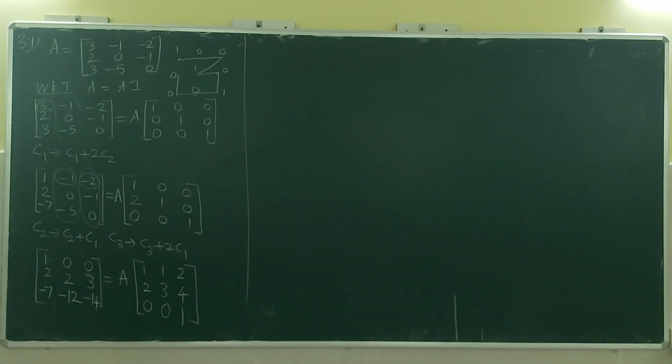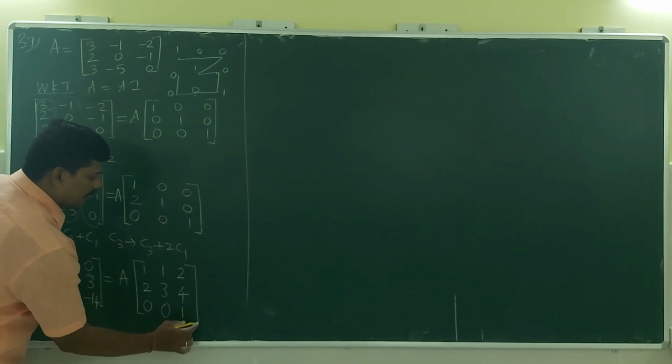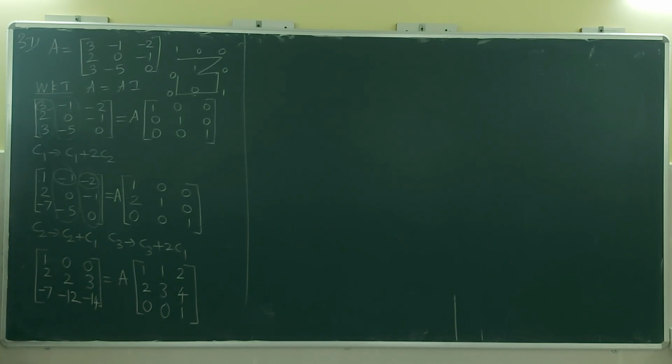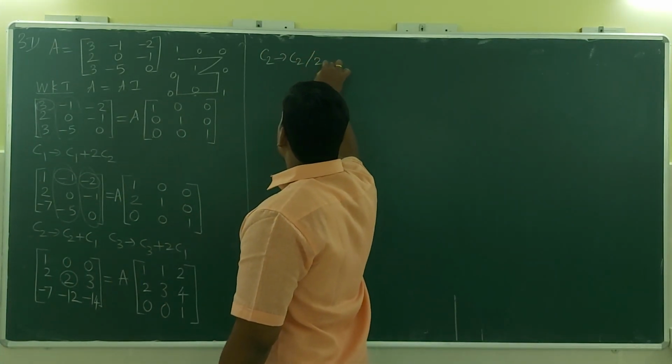Now, according to the pattern, I have to target the middle element. But the middle element is 2. What I can do is divide the column by 2. Column 2 implies column 2 divided by 2. This will become 1, this will become minus 6. So I can use the operation column 2 implies column 2 by 2.